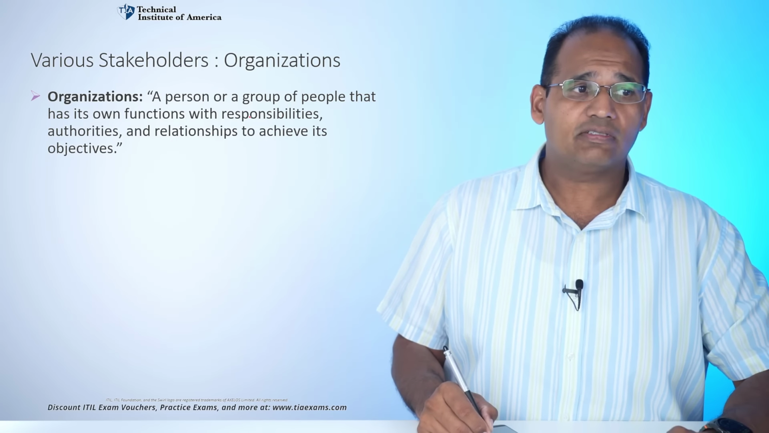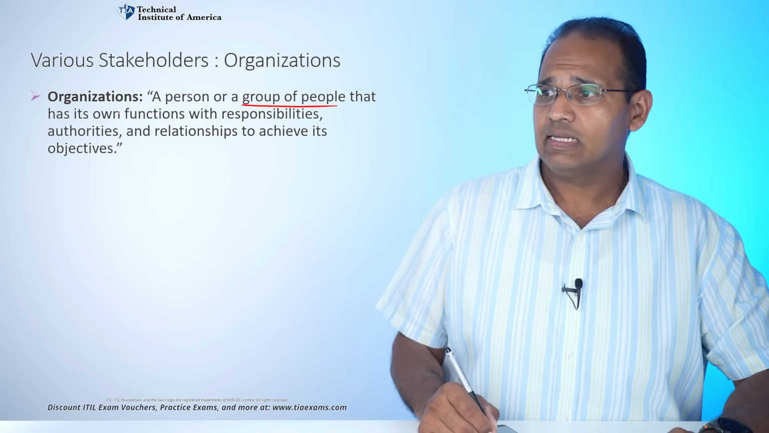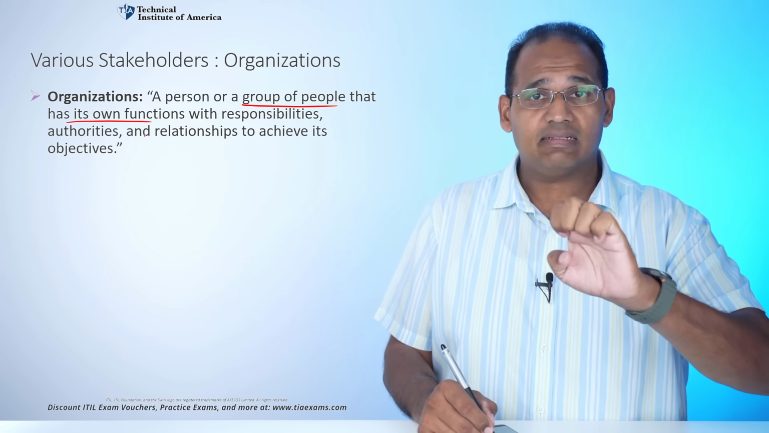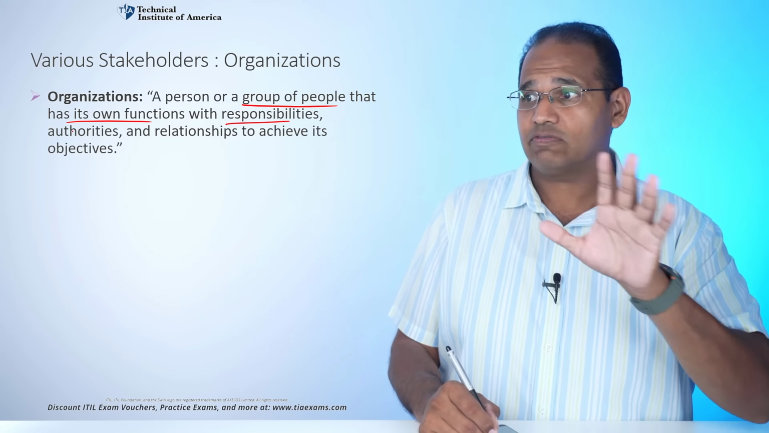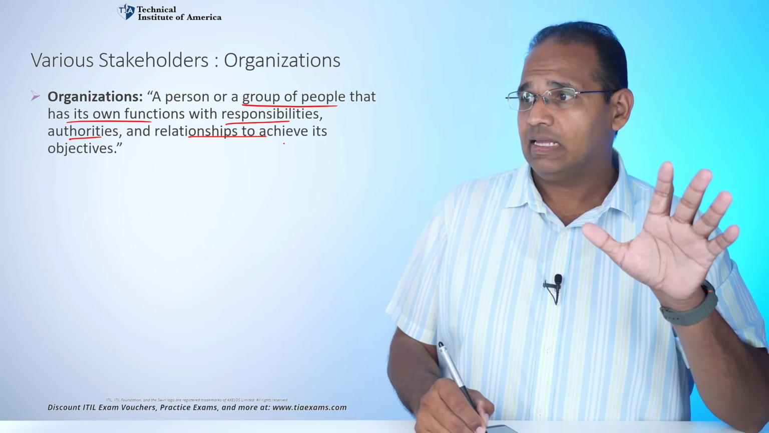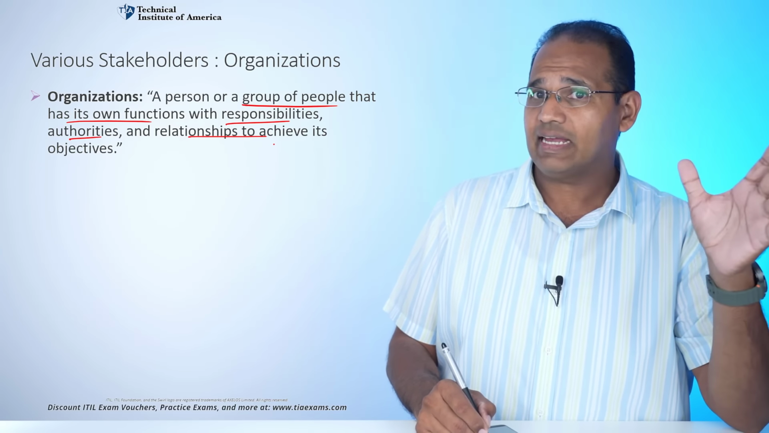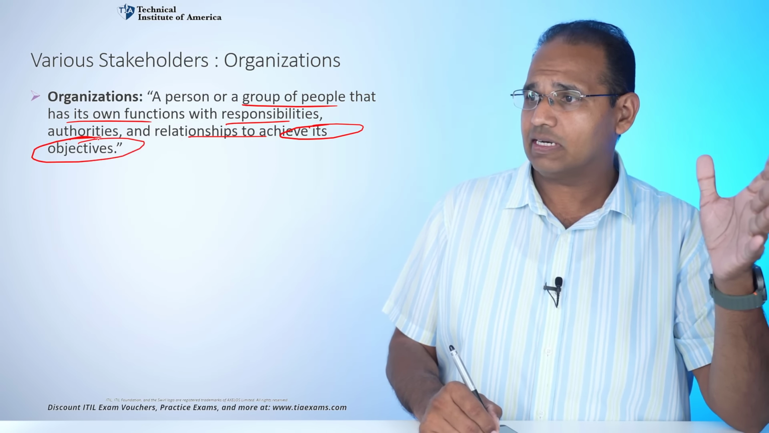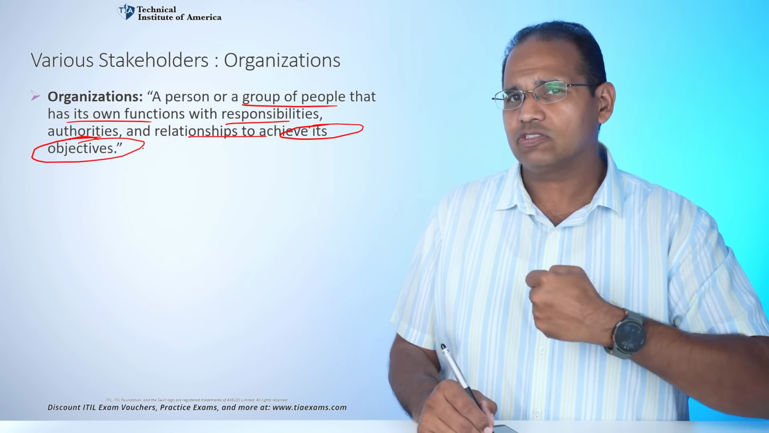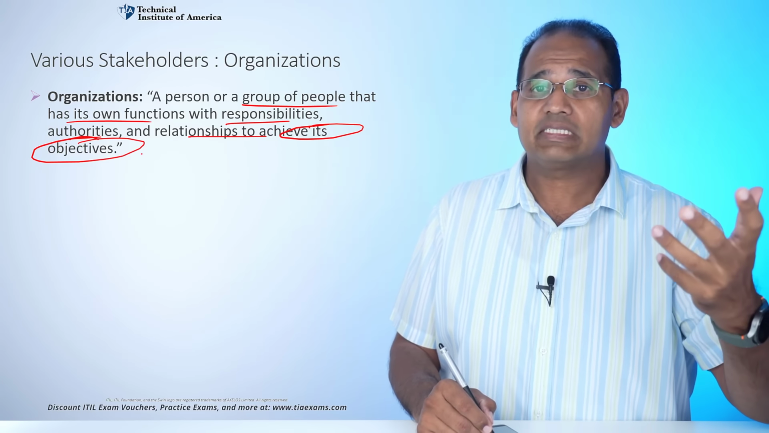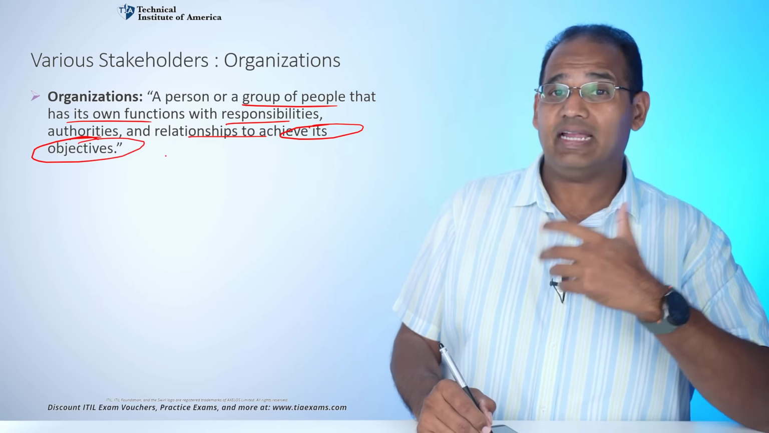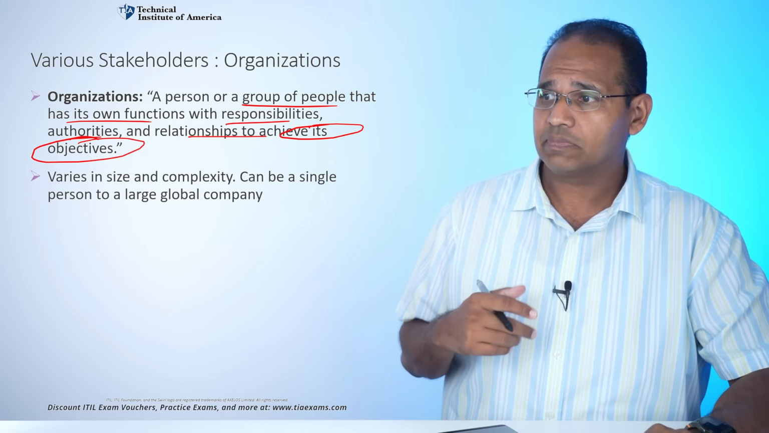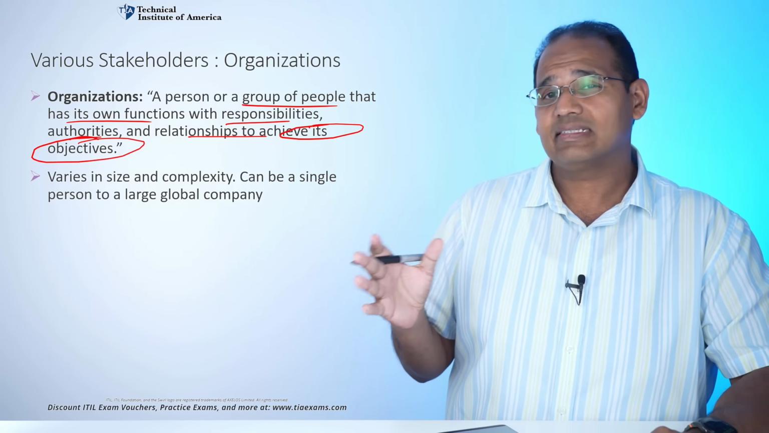Who's your company? Well, it's a group of people that has different functions, right? Management, sales, finance. Everybody has different responsibilities and authorities and relationships that you guys have amongst each other and external to achieve its objectives. What's the objectives of your organization? It's probably to make money, but it's also to do other things. For Amazon, it would be to sell products. For AWS, it would be to deliver cloud services. So that's an organization.